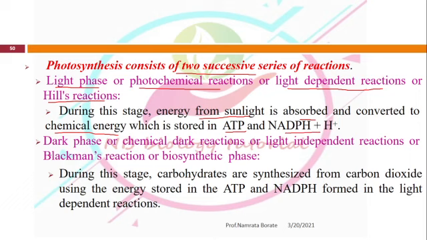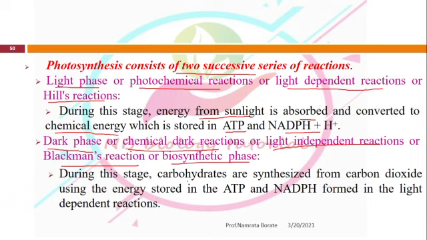The second phase, the second series of reactions, is called the dark reaction. This dark reaction is also called a chemical dark reaction. It is also called a light independent reaction, or a Blackman reaction, or the biosynthetic phase. What happens in the dark reaction?